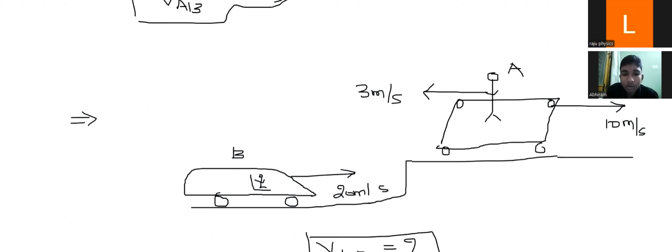Opposite, they are going in opposite directions. The trolley was moving in one direction, but the person who was standing on the trolley was moving in the opposite direction. So what is happening? What is the VAG?